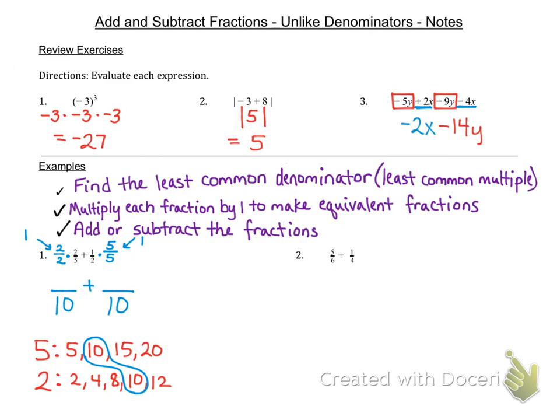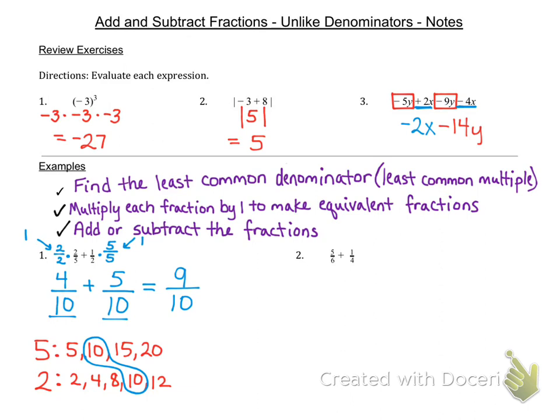So now let's rewrite this. 2 times 2 is 4, and 5 times 2 is 10, which we already have. And then on the right side, we have 1 times 5 is 5, and 2 times 5 is 10. Now, since they have like denominators, they both have the same denominator, I'm going to keep the denominator the same, and I'm going to add the numerators. 4 plus 5 is 9. So I'm left with 9/10.